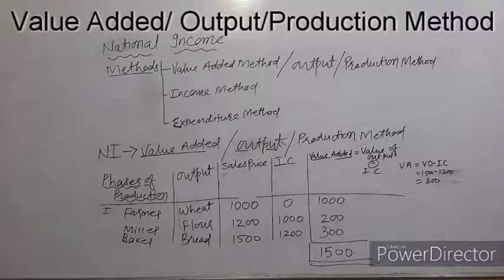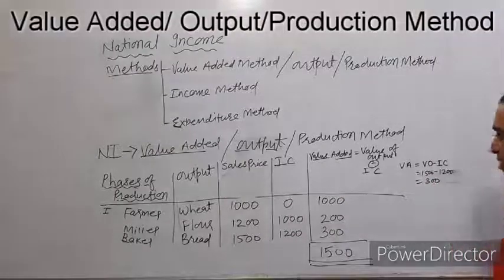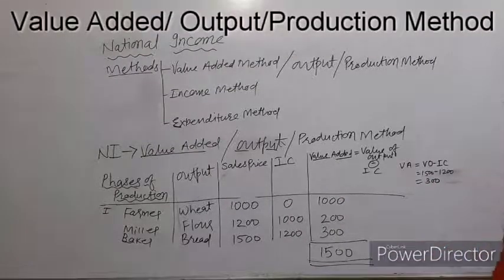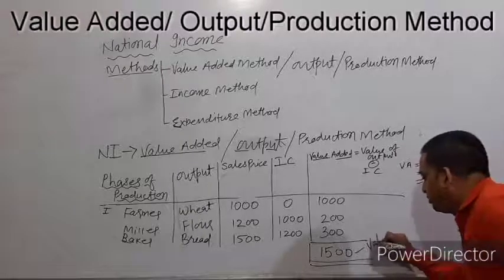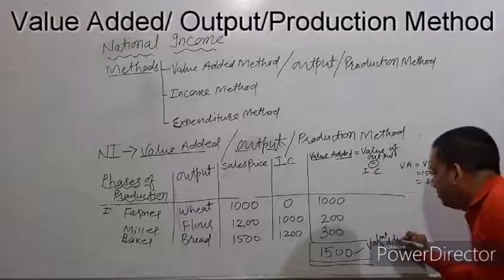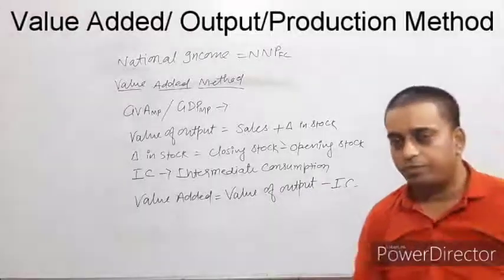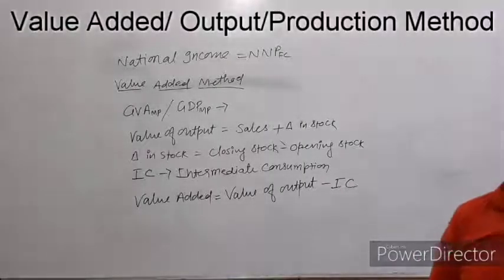Right? Then if you want to know how much value added there is in total, the starting value of wheat is 1000, but in the last it is 1500, right? It means some amount is added, and this amount we can call the value added amount. It is value added.